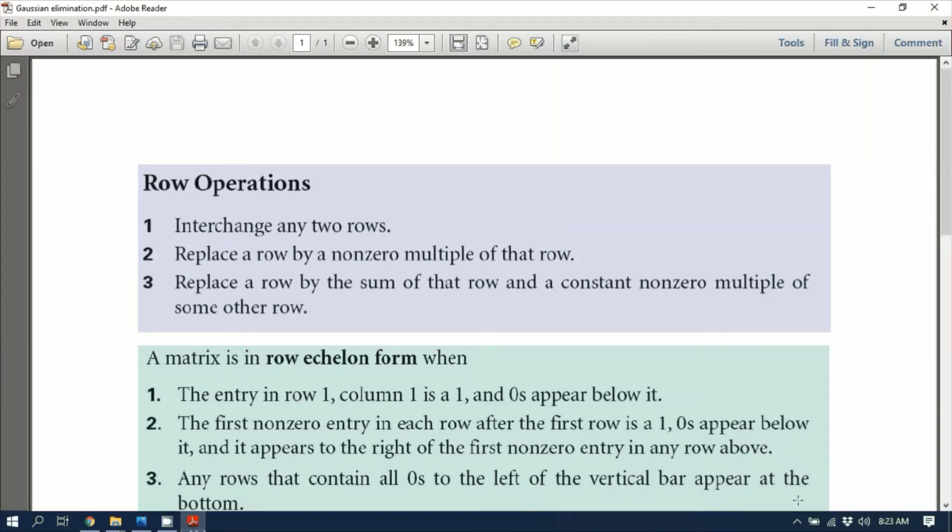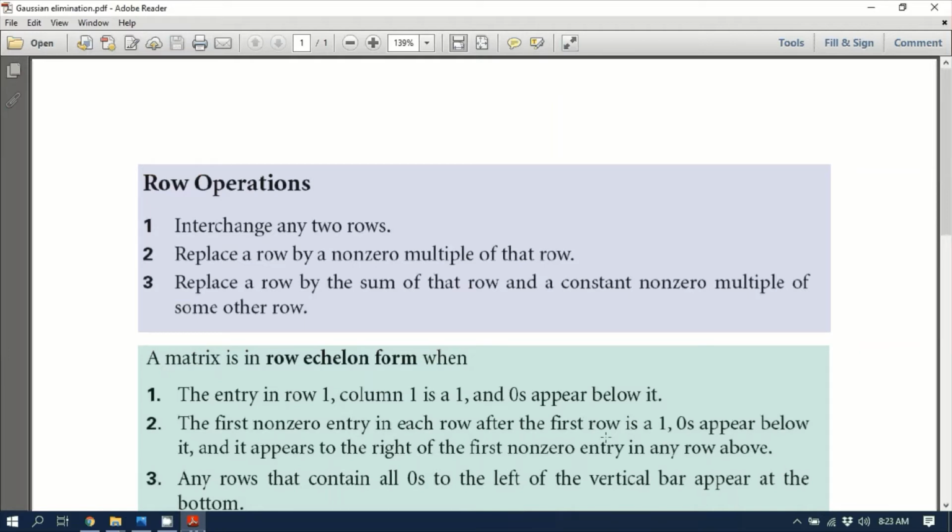So let me anticipate a little bit to illustrate the point of these operations. The first one actually is self-explanatory. I mean, if you notice that one row is more convenient to be placed in a different position, you could certainly interchange any 2 rows you want. It's just the order of the equation, so that's allowed.